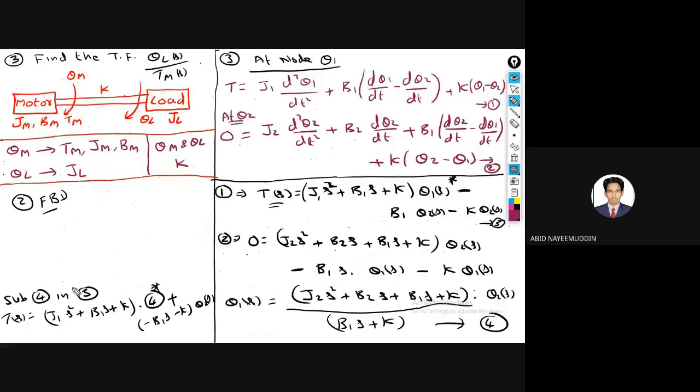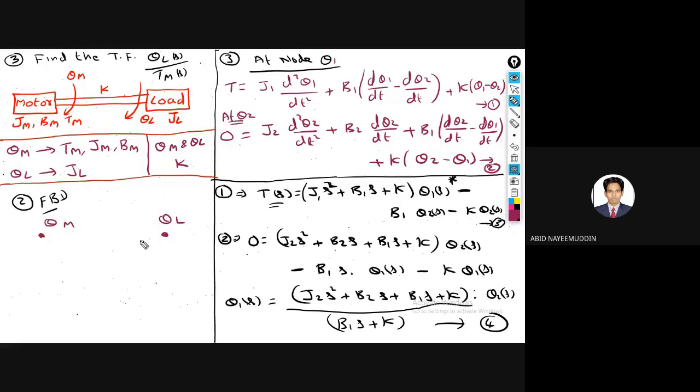So here he has given... drawing the free body diagram for this one. So I can write here one as theta m and another one as theta load. So first is torque T, the next element is Jm, and the next element is Bm.